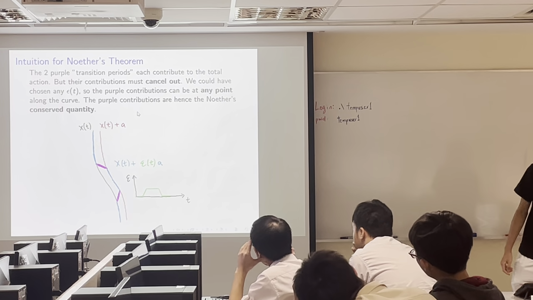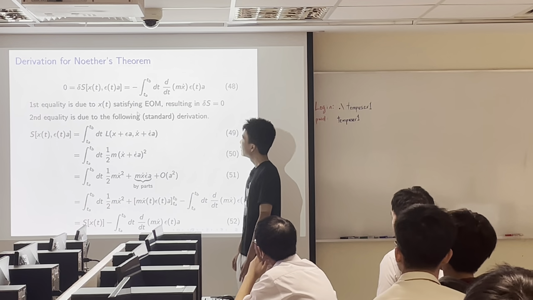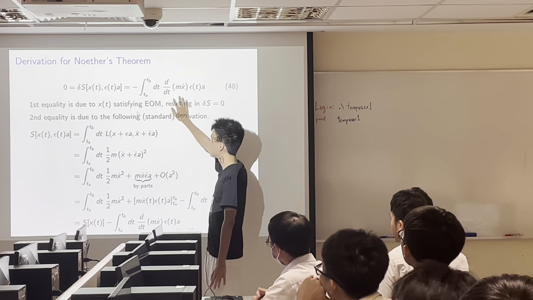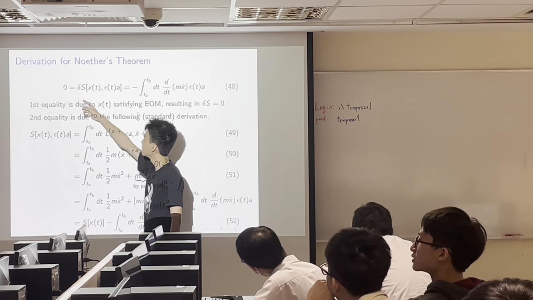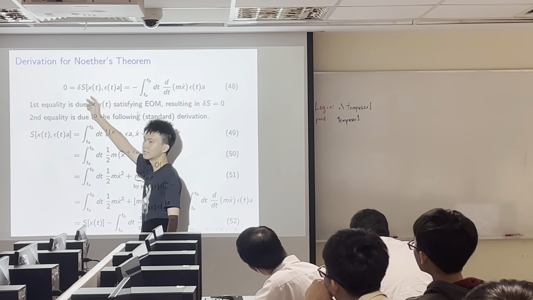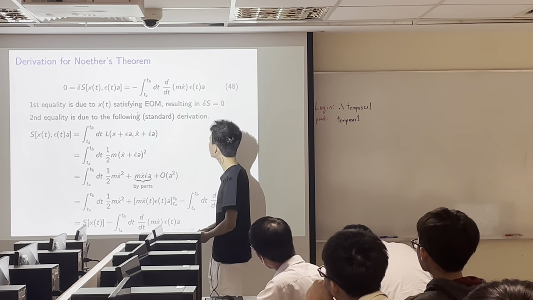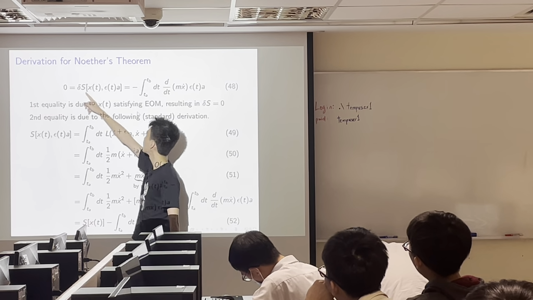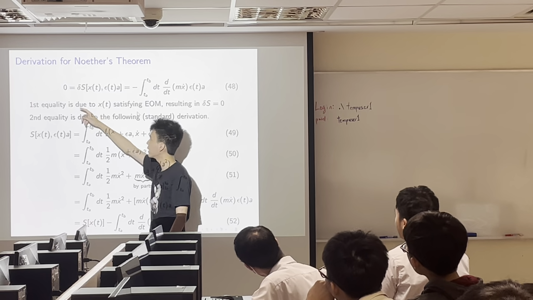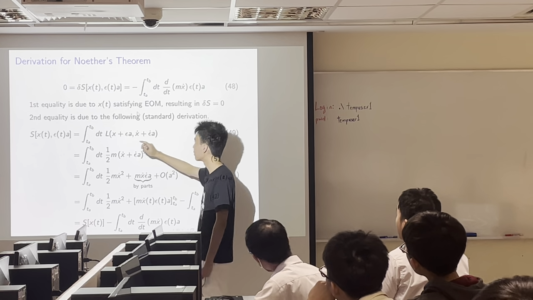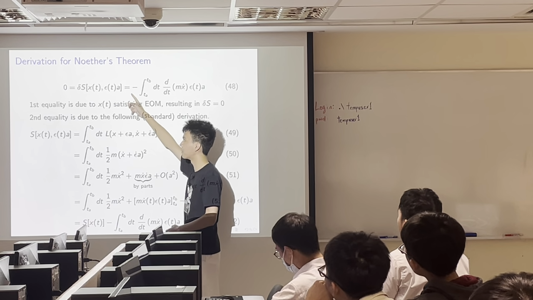So going to the math, this is the motivation. The math always says something like this: the variation with respect to epsilon of t of A must be equal to zero because x of t satisfies the equation of motion, the Euler-Lagrange equations. The first equality here, equation 48, is the main point. The first equality is due to x of t satisfying the equation of motion. The second equality is the derivation that we're going to cover now.